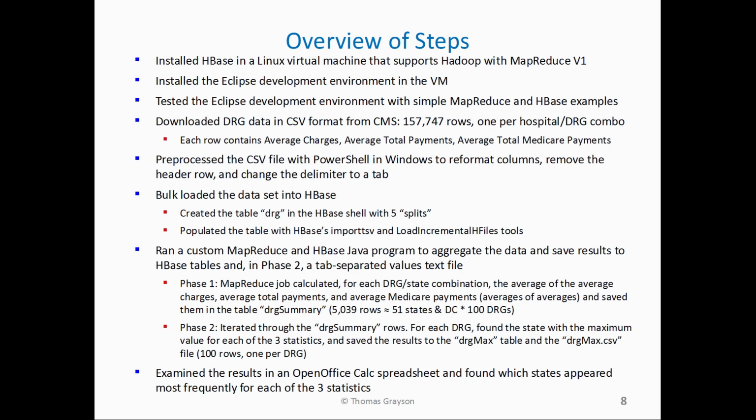In phase 2, I iterated through the DRG summary rows. This was not a MapReduce job, but just a straight iteration through the rows. For 5,000 rows, that was efficient. For each DRG, I found the state with the maximum value for each of the 3 statistics, saved the results to the DRG max table, and also wrote them to the DRG max.csv file. This table and file had 100 rows, 1 per DRG. Then I examined the results in OpenOffice Calc in a spreadsheet and found which states appeared most frequently for each of the 3 statistics.